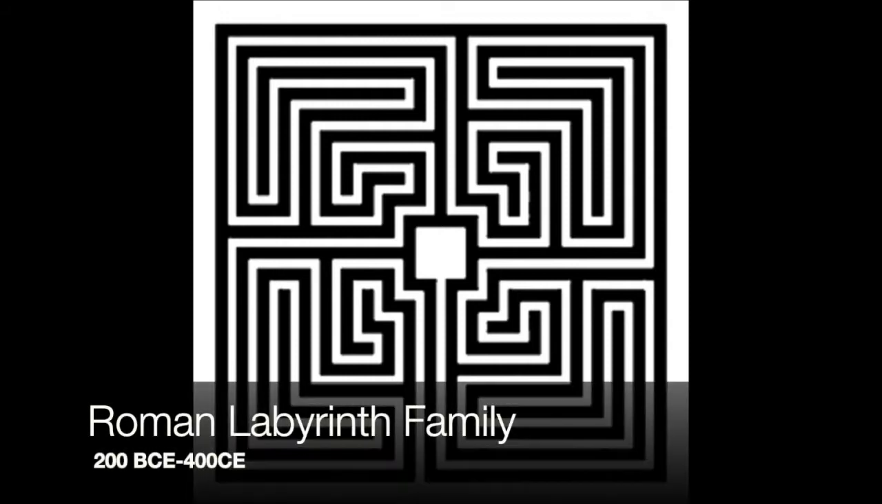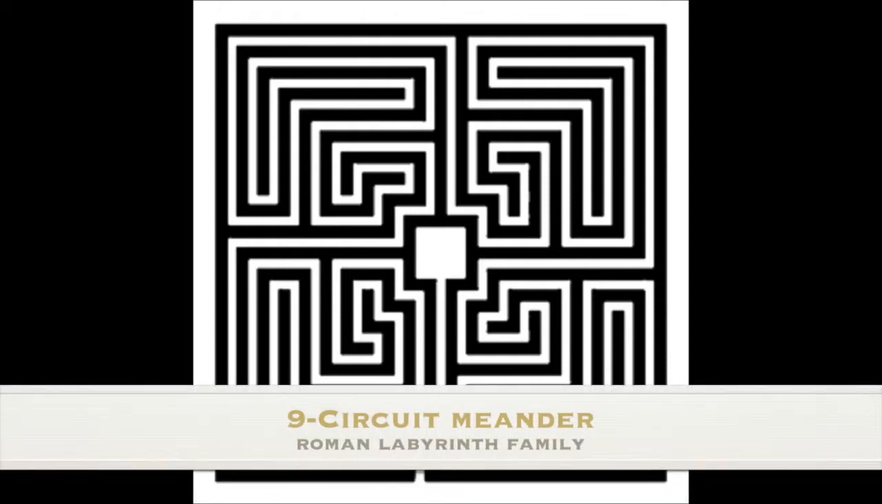The next family after the classical labyrinths is the Roman labyrinths that date from approximately 200 BC to 400 CE. So Roman labyrinths are kind of the next major evolution in design, and you can see a couple of things. The square pattern similar to the Cretan coins, and also the division of the labyrinth into quadrants.